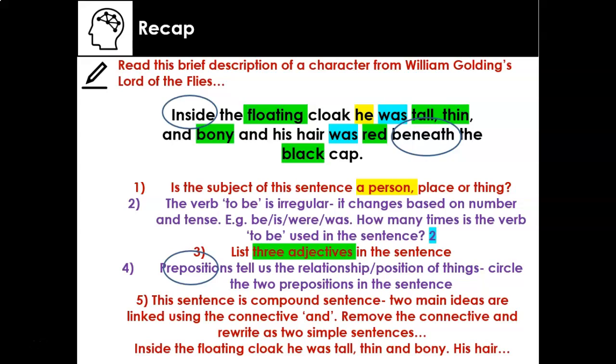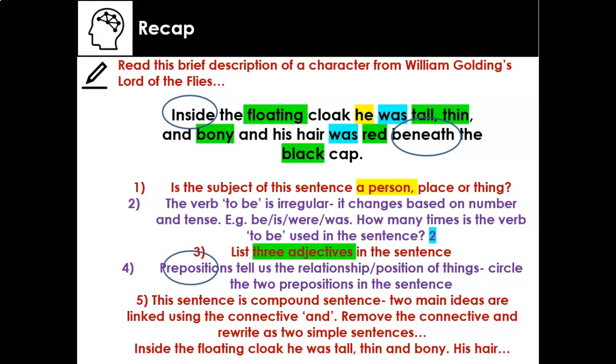They modify nouns. So if we actually look at the noun here, cloak, what is the cloak like? It's floating. There's a modifier. It's telling us more about the cloak. And that becomes an adjective in that position. Okay, so there's our adjectives.